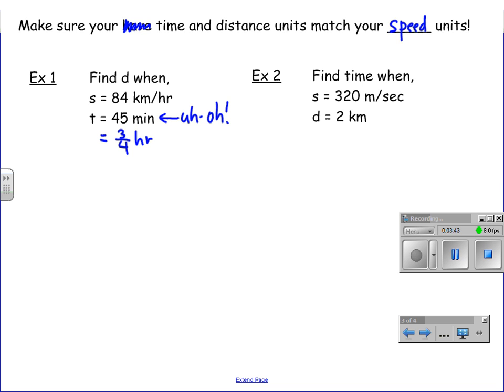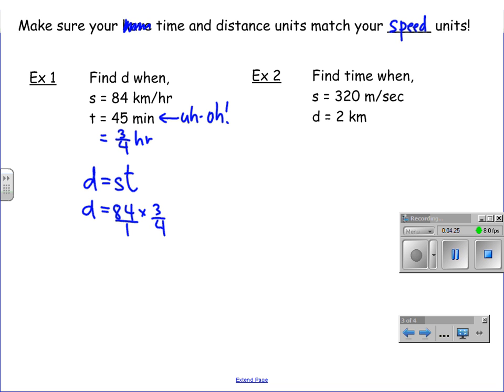Anyone confused about that? Now we need to find distance. What formula guides us? Good. And we substitute in what we know. What do we know about the speed, Margaret? We're trying to find distance. Speed is 84. And what's my time, Mason? 3/4. So 84 times 3/4. How do we do this calculation?